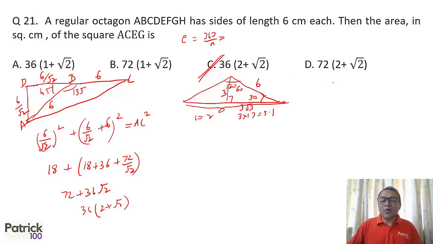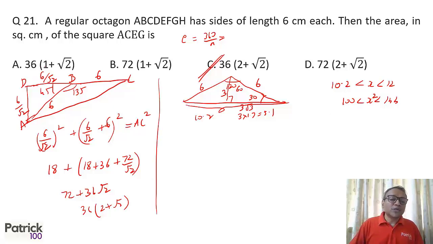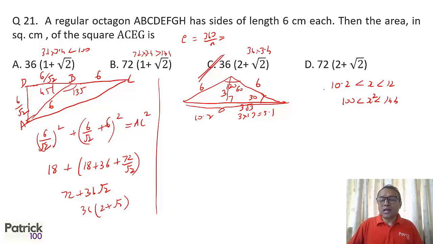Slightly more than 120, it will be slightly more than 10.2, but less than 12, because 6 and 6 make 12, and the third side will be less than the sum of the two sides. So x square will be more than 100 but less than 144. Look at the options. 36 into 2.4 is less than 100. 72 into 2.4 will be more than 144. 36 into 3.4 comes in this range, and 72 into 3.4 is again more than 144. Only option C is in this range. That will be the answer.